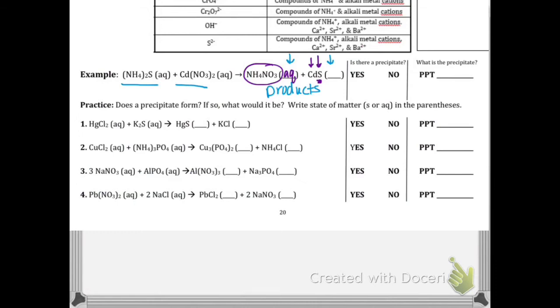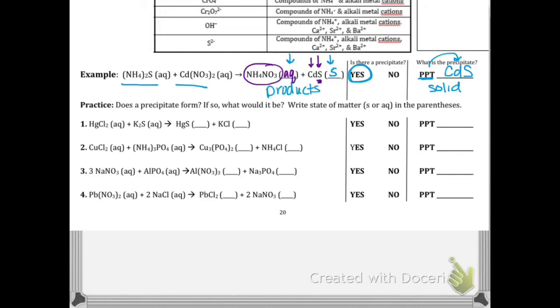If it's a solid, you're going to put an S here. If you write an S, you say yes, there is a precipitate. What is the precipitate? You write the entire compound, CdS. CdS is our solid precipitate. PPT means precipitate, so that's what it's asking right here.